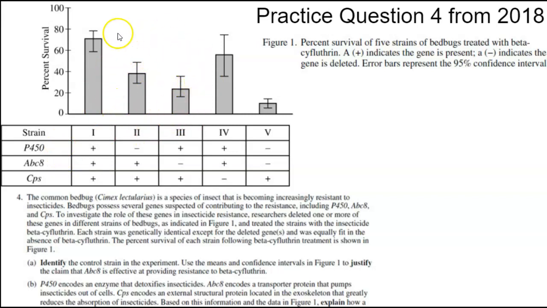When they're active, the survival rate is higher. When they're inactive, the survival rate is lower. And you can actually see that in strain 5, where P450 and APC8 are both inactive, the mean is much lower, and I don't think the error bars overlap with any of the other error bars, so there is a statistically significant difference.